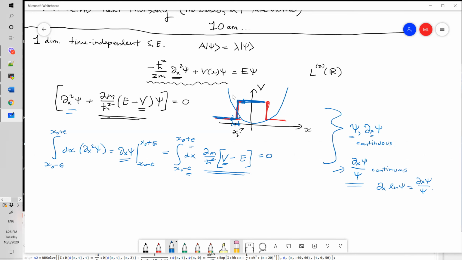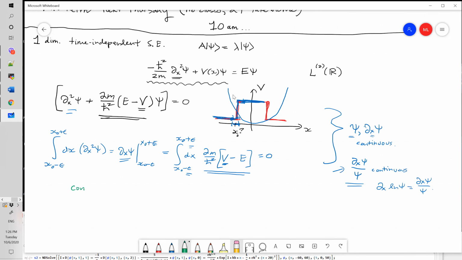Any questions about that? So this is the kind of matching that we have to do if we have jumps in the potential. So, yeah, any questions? We good?